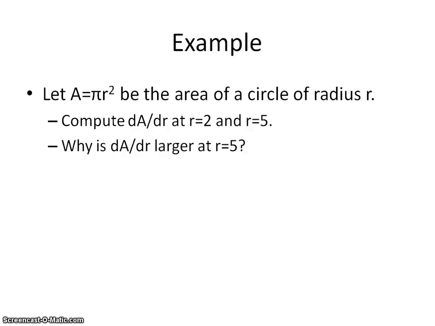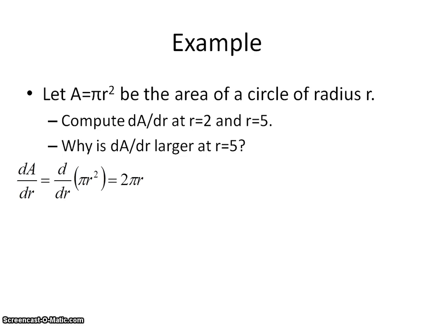Alright, another example. If we let A equals pi r squared be the area of the circle of radius r, I know all of y'all knew that already, we're going to compute the derivative of the area with respect to r when the radius equals 2 and when the radius equals 5, and then we want to discuss why the derivative is larger at 5.